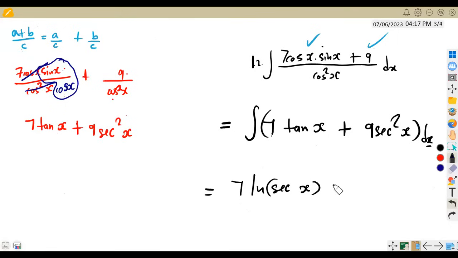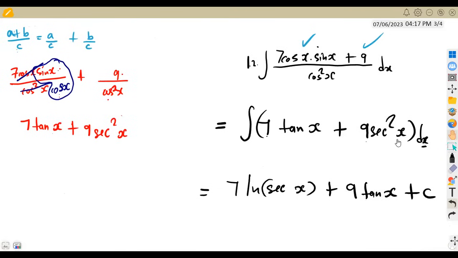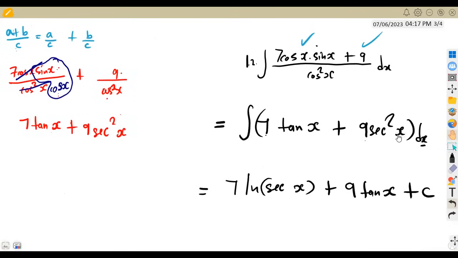So we're going to have plus tan x, but there's a 9 that is multiplying. So it is going to be plus 9 tan of x plus the constant of integration, since we are not given the limits. So this is how you were supposed to simplify this type of equation. You simplify first in a manner that can be integrated, then you integrate at the end.